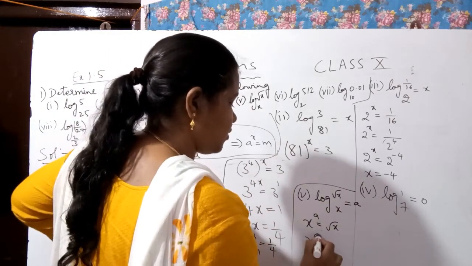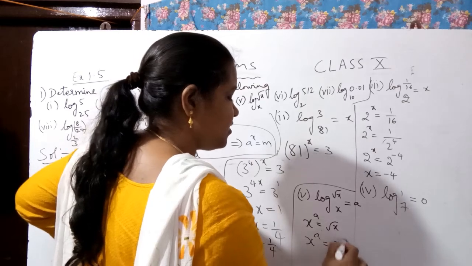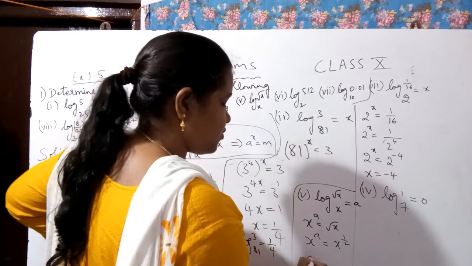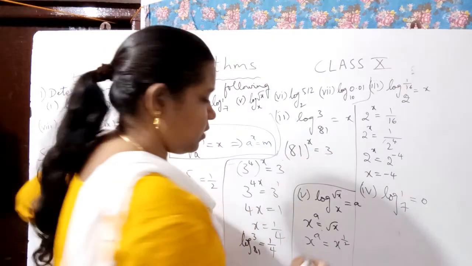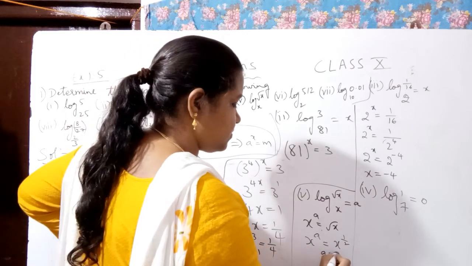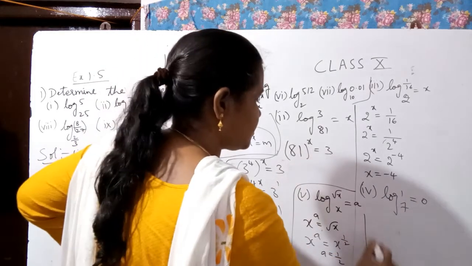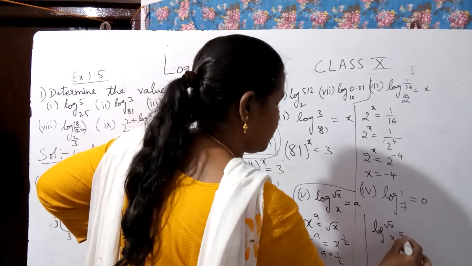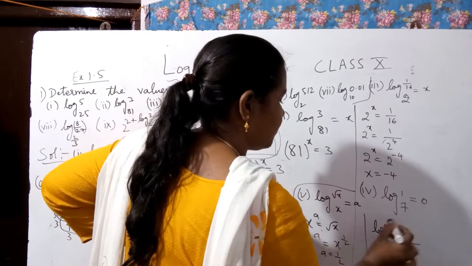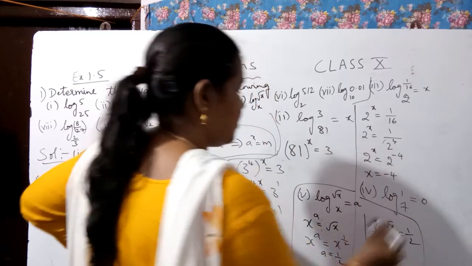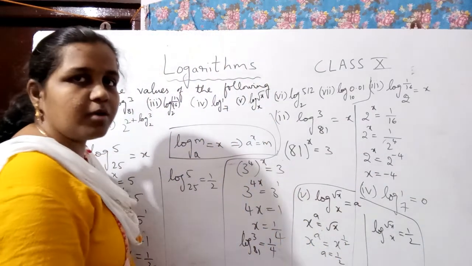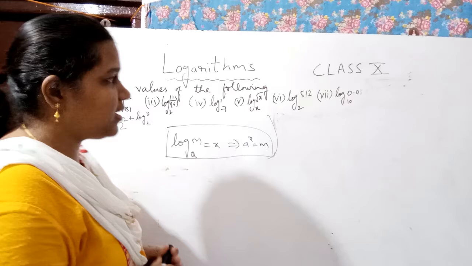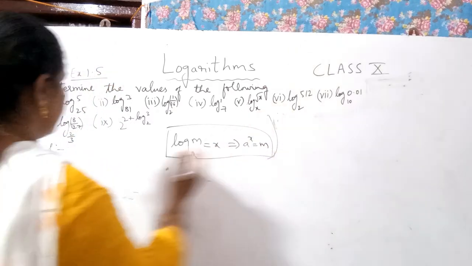So x power a is equal to, what is root x? Which means x power 1 by 2. So from this you can write a is equal to 1 by 2. So log root x base x value is equal to a, that is 1 by 2. In this way we can solve the problems. Now let us do the next, the 6th bit.